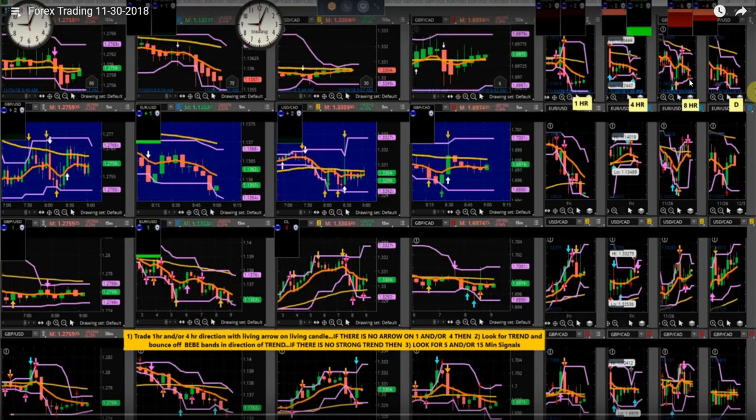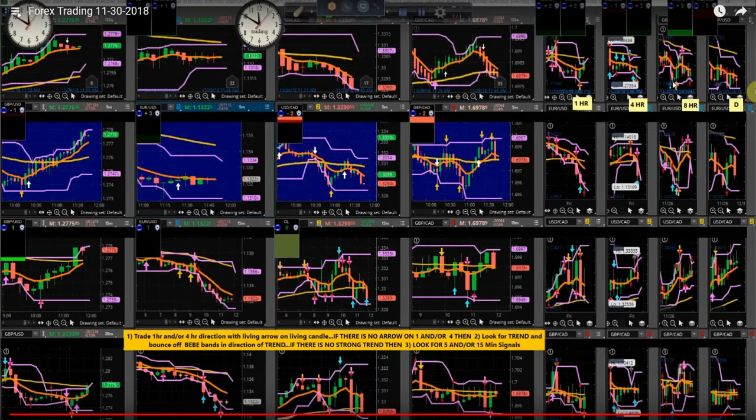Alright, and where's that 8-hour flipped up BB band GU? Could shoot up this now. Yep, we got a 4-hour blue there as well. Let's have a look what actually happened. Yeah, see? Bang. Bang.